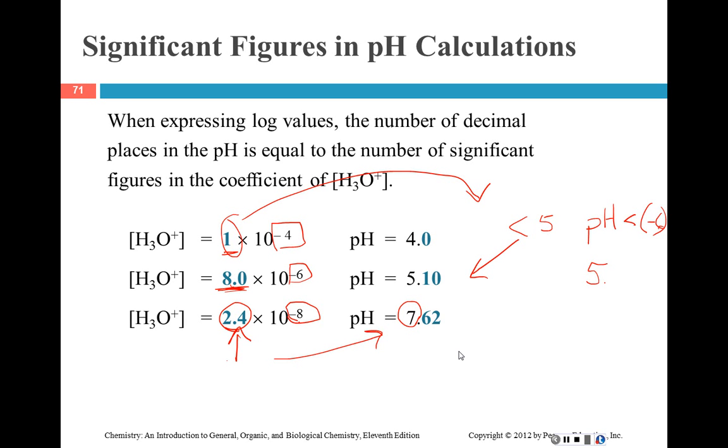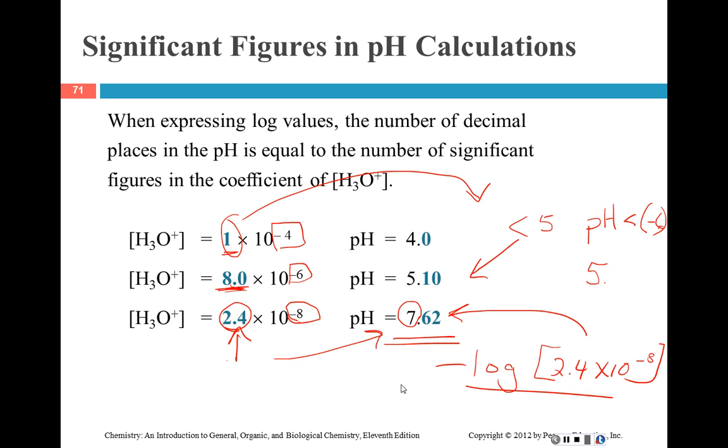So you can kind of get a ballpark of what it is, but to get the actual number with the decimal points, you're going to have to do that negative log of 2.4 times 10 to the -8 and do that calculation in your calculator, and that'll give you that 7.62.